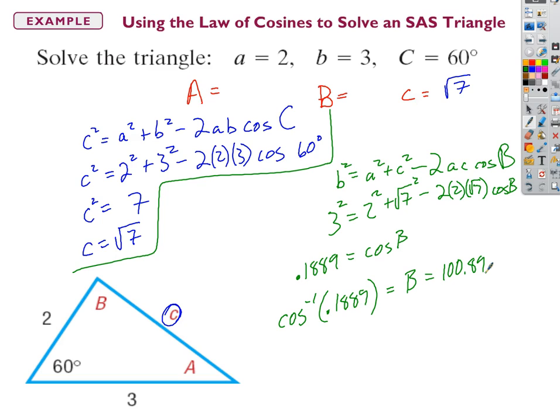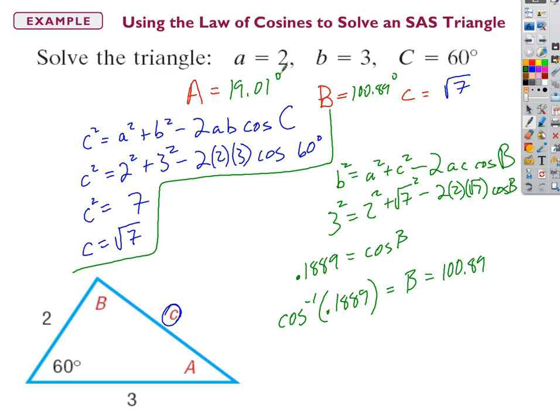And so the question then becomes, well, great, I got 100.89 here. How can I find out what A is? I wonder how I can do that. Oh yeah, they all add up to 180. So if I take 180 and subtract out the 100.89, and then I subtract out the other 60 that I had to begin with, I will find out that A is 19.01 degrees.